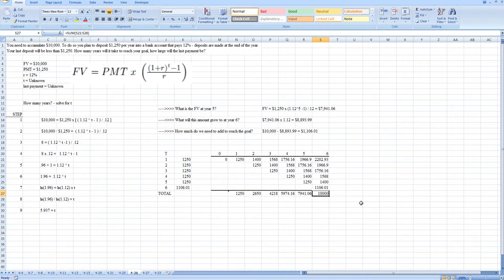So hopefully that helps clarify this question. I know this question sometimes tends to be difficult to interpret, but this is the cash flow at work.